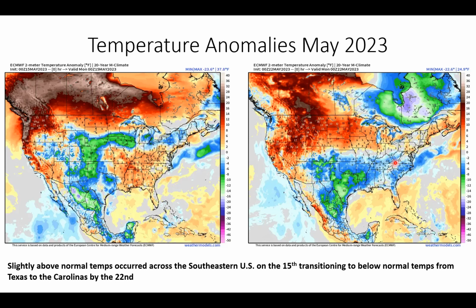And those cooler readings extended eastward along the Interstate 40 corridor, as well as Interstate 20. The anomalies weren't as great across the mid-Atlantic, on the order of 2 to 3 degrees Fahrenheit below normal across parts of Virginia into North Carolina by the 22nd of May. But look where the warmest readings were again.